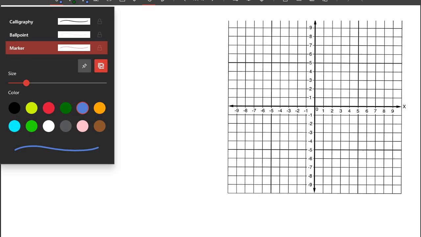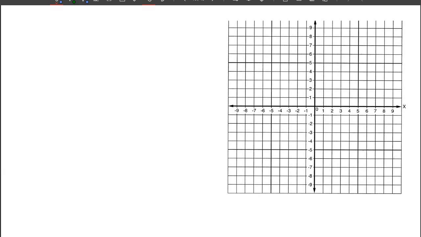Right, let's do another one. Let's say we have y equals 3x minus 5. This time my slope is a whole number. In order to graph it, I need it to be a fraction. So if you have a whole number in front of the x, you just put a 1 under it.